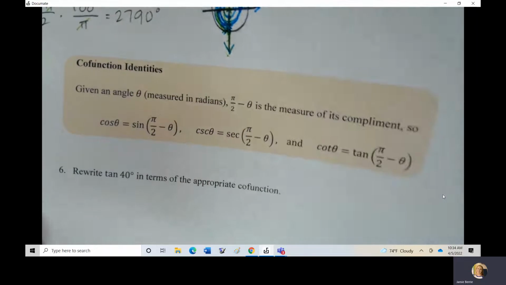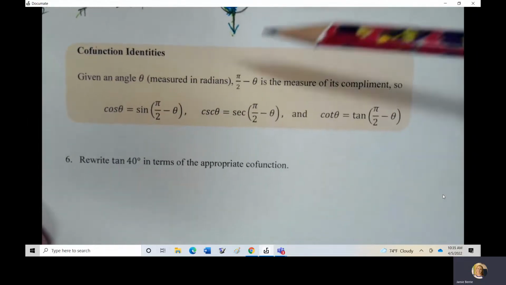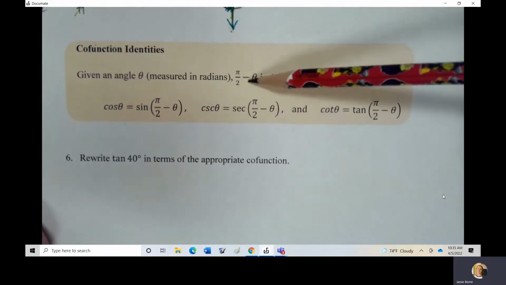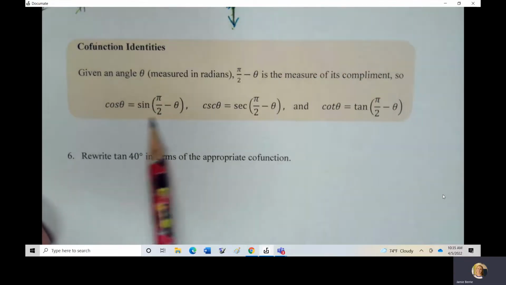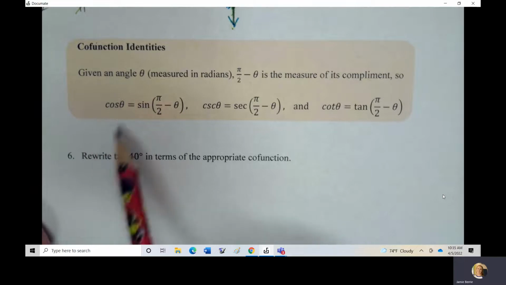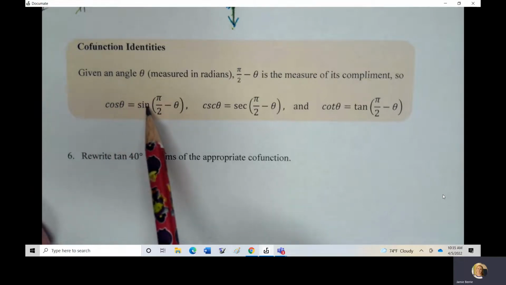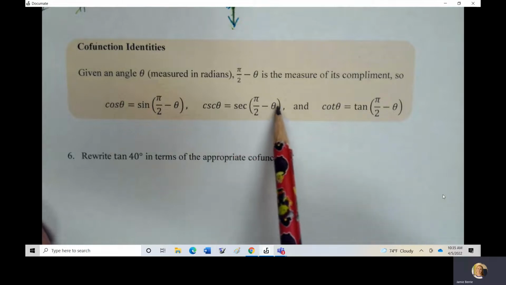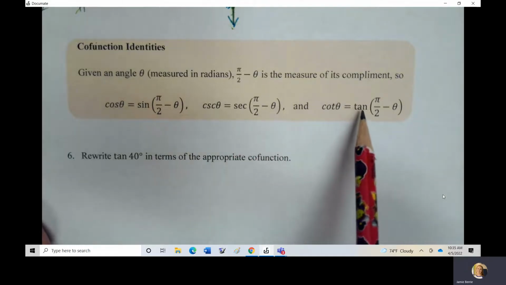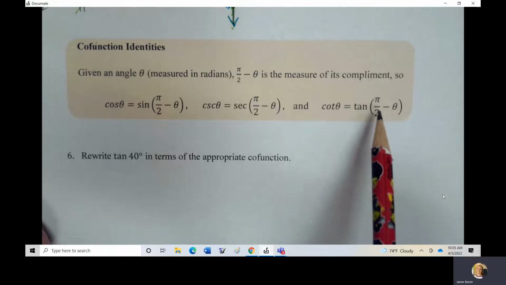Now we have some cofunction identities. It says given an angle theta measured in radians, pi over 2 minus theta is the measure of its complement. So the following identities are true for any value of theta. Cosine theta equals sine of pi over 2 minus theta. Cosecant theta is secant of pi over 2 minus theta. And cotangent theta is tangent of pi over 2 minus theta.